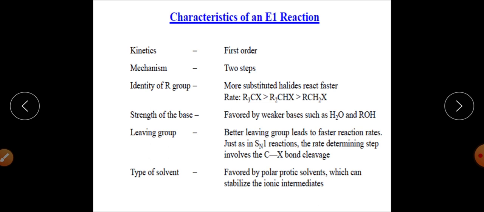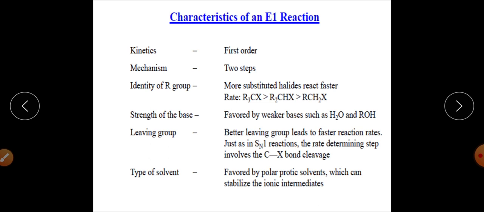When we talk about the leaving group, there must be a better leaving group, and when we are having a better leaving group, at that time we can have a good rate of the E1 reaction. When we talk about the solvent, in the case of the E2 reaction, it was a polar aprotic solvent, and here the rate of the E1 reaction will be accelerated by a polar protic solvent, because that can stabilize the ionic intermediate, the carbocation, which is formed during the course of the reaction, which is formed during the first step.